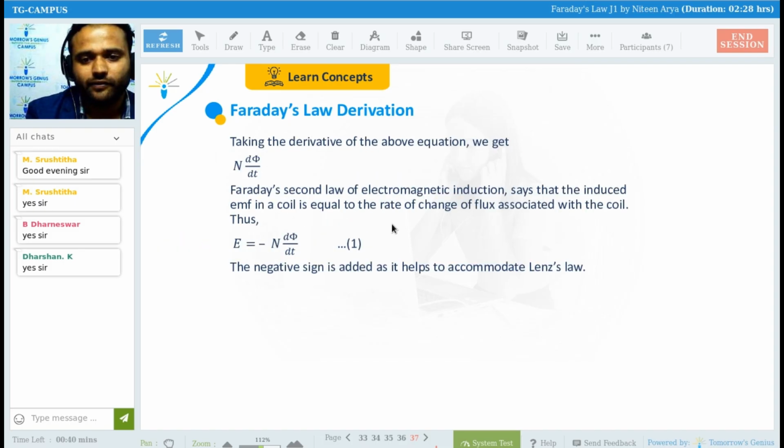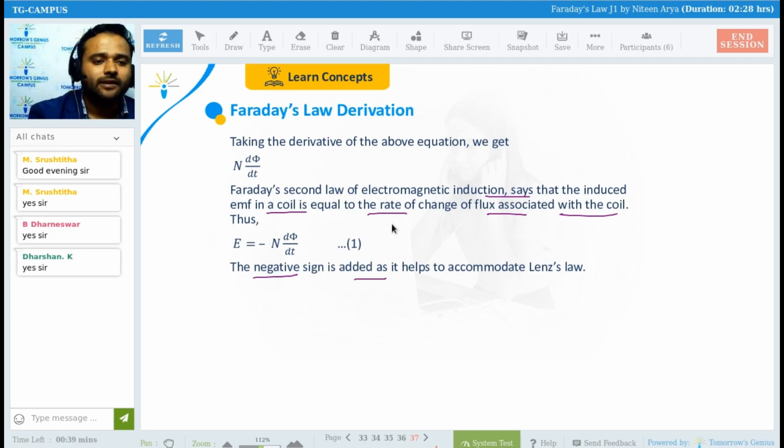So taking the derivative of the above equation, d phi by dt, Faraday's law of electromagnetic induction says that the induced EMF in a coil is equal to the rate of change of flux associated with the coil. Thus E equals minus n d phi by dt. This negative sign is added as it helps to accommodate Lenz's law.